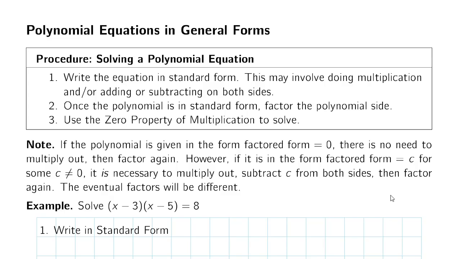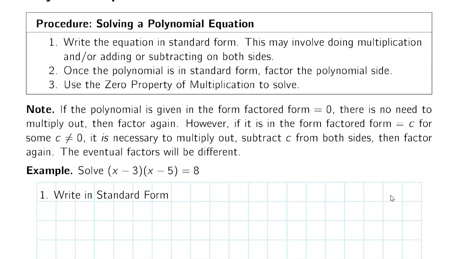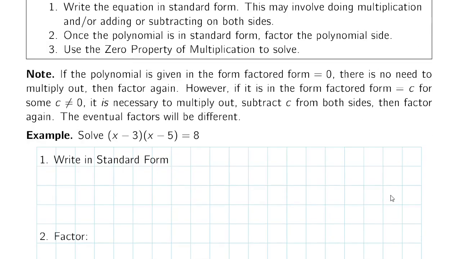So if we have something factored equals a number that's not 0, we will need to multiply it out, get 0 on one side, and then factor again. And the factors we'll have in the end are going to be totally different from the factors we had in the beginning. So let's see how this works.